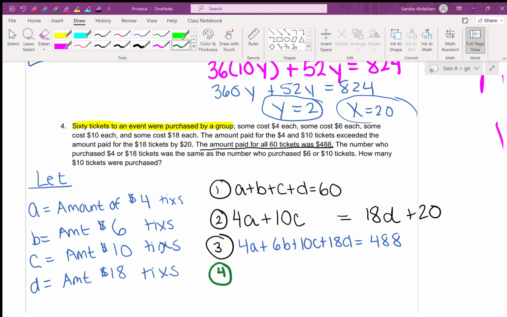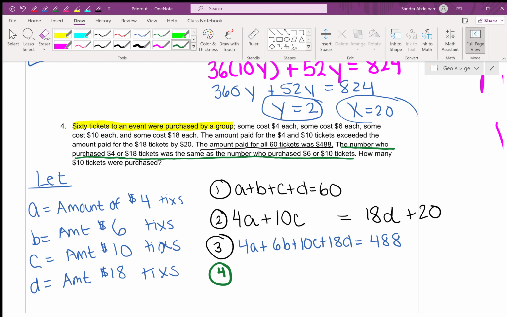All right, the number who purchased $4 tickets and $18 tickets was the same as the number who purchased $6 or $10 tickets. Now, are we talking about the amount of money they made or just the amount of tickets sold? They're just talking about the amount of tickets sold. So am I going to do like 4 times A or 6 times B? No, we're just talking about the amount of tickets sold. So this is just A, B, C, D, whatever we're going to use.